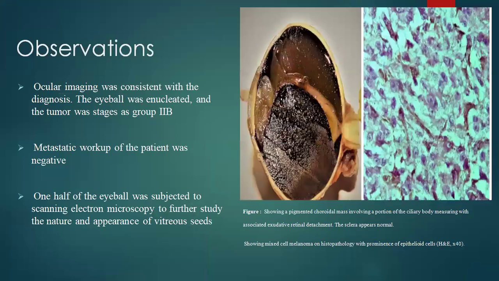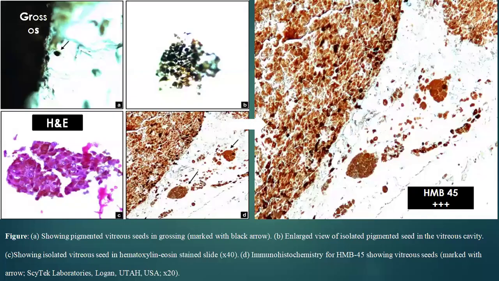On enucleated eyeball, you can appreciate a moderately large melanoma with epithelioid and spindle B cells, a mixed variety of melanoma. Now we see in gross examination, this is the tumor and this is the seeding. And this is the seeding of the pigmented tumor cell. And these seedings are picked up by an HMB45 stain.